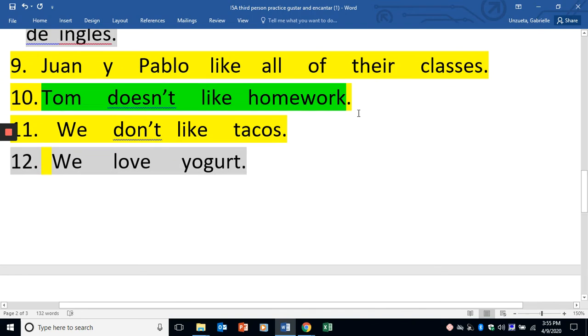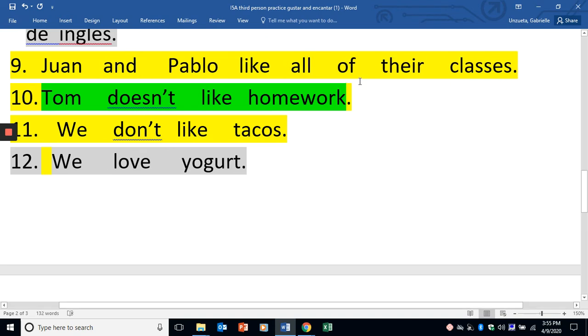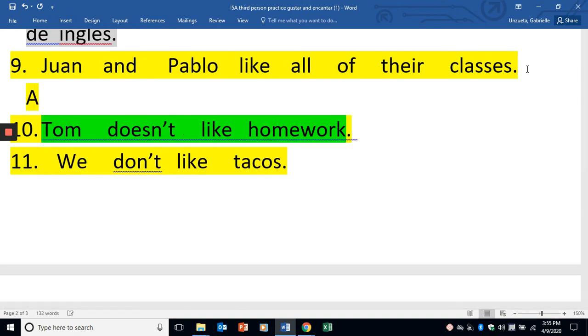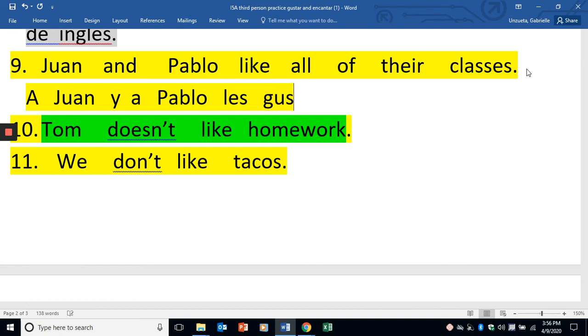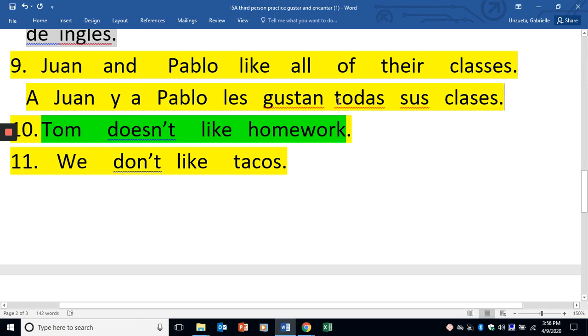Juan y Pablo like all of their classes. Oh, I should probably stay with one language, huh? Okay, Juan and Pablo like all of their classes. Let's go for it. A Juan y a Pablo. Here's where you wouldn't have to repeat that second personal a if you don't want to. And then we're going with les, because it's 2 individuals. They're liking, so gusta, but they're liking all their classes. So this as well is going to be plural. Les gustan todas sus clases. Todas is the all.